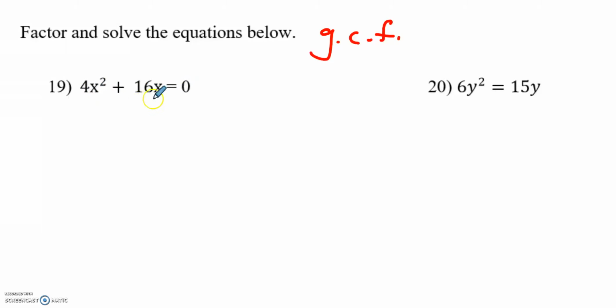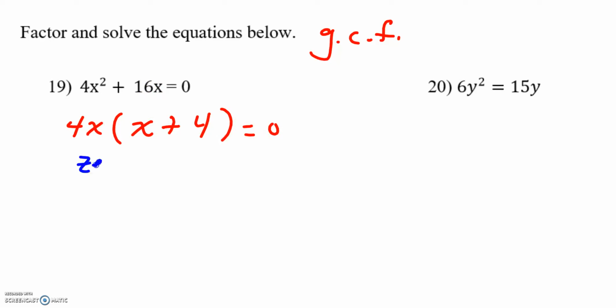I look at these 2 terms, and I notice that I could take out a greatest common factor of 4x. And if I do so, if I take 4 out of 4, I'm left with 1, or it's gone. If I take x out of x squared, I'm left with just x. 4 out of 16 is 4. X out of x is gone.